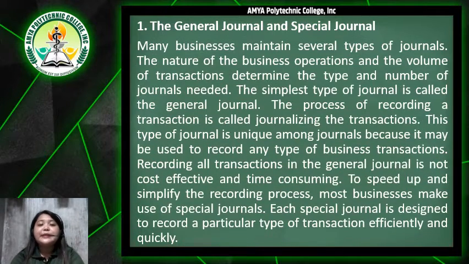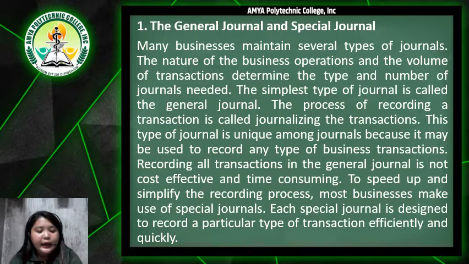Many businesses maintain several types of journals. The nature of the business, operations, and the volume of transactions determine the type and number of journals needed. The simplest type of journal is called the general journal. The process of recording a transaction is called journalizing the transaction. This type of journal is unique among journals because it may be used to record any type of business transaction. Recording all transactions in the general journal is not cost effective and is time consuming.